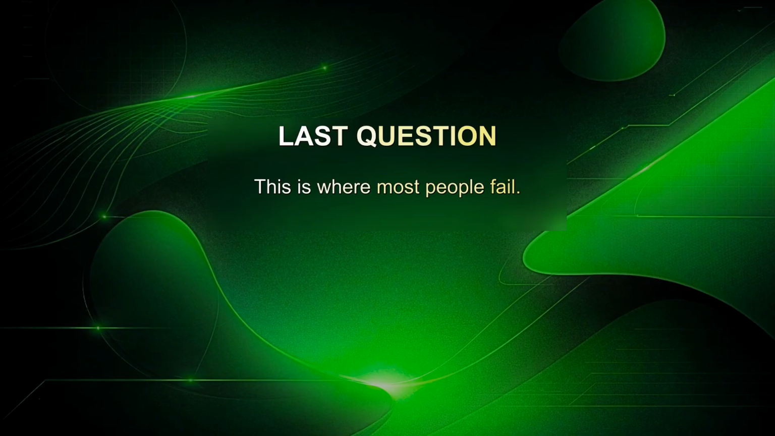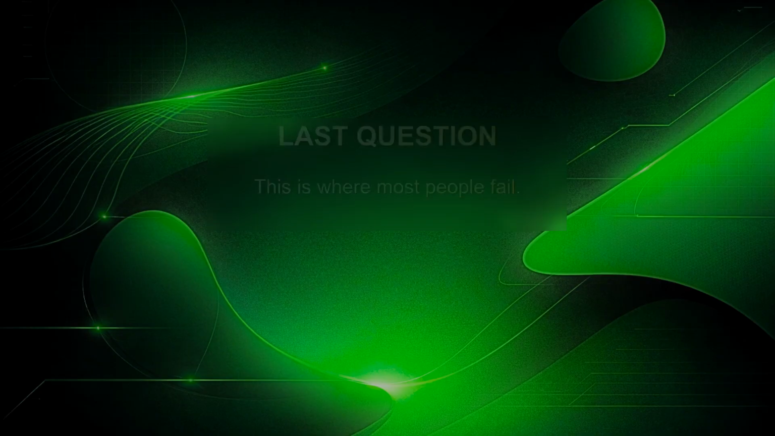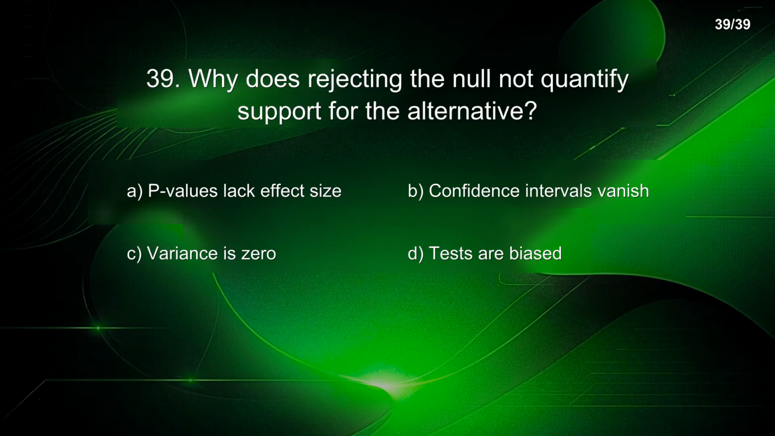Last question. This is where most people fail. 39th question. Why does rejecting the null not quantify support for the alternative? A. P-values lack effect size. B. Confidence intervals vanish. C. Variance is 0. D. Tests are biased. Correct answer is A. P-values lack effect size.